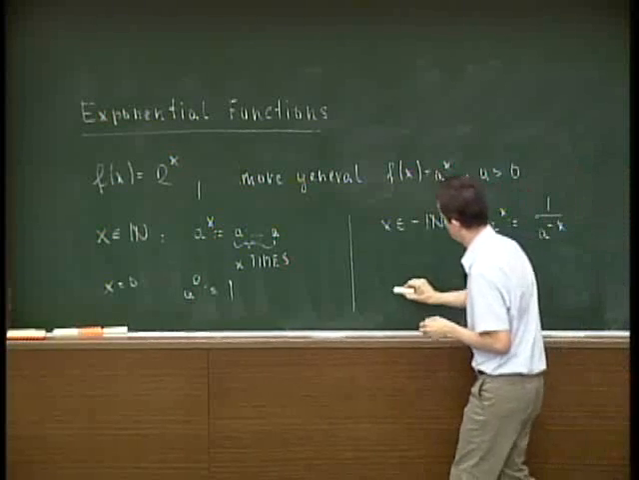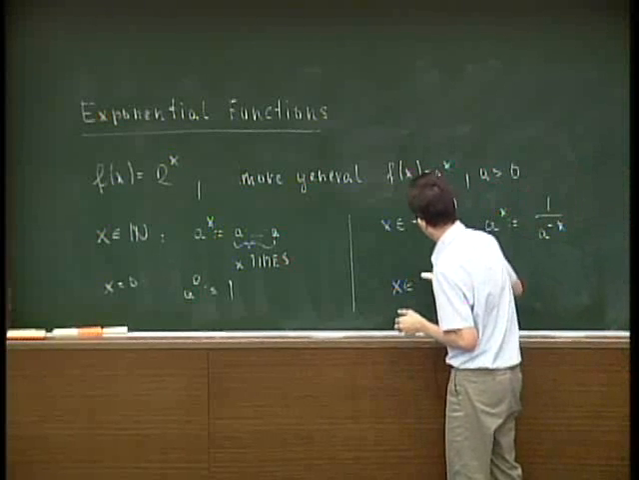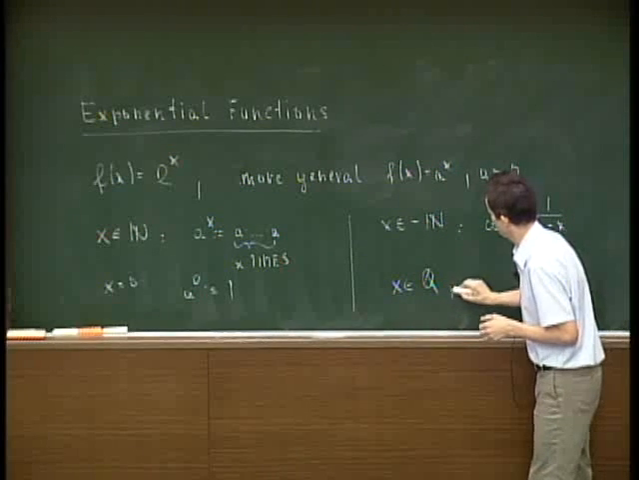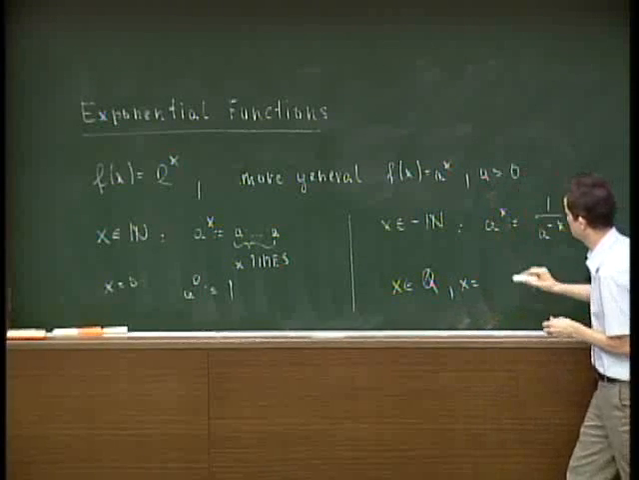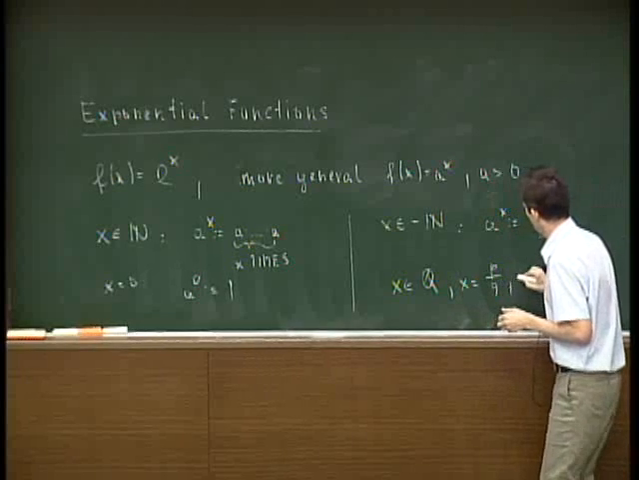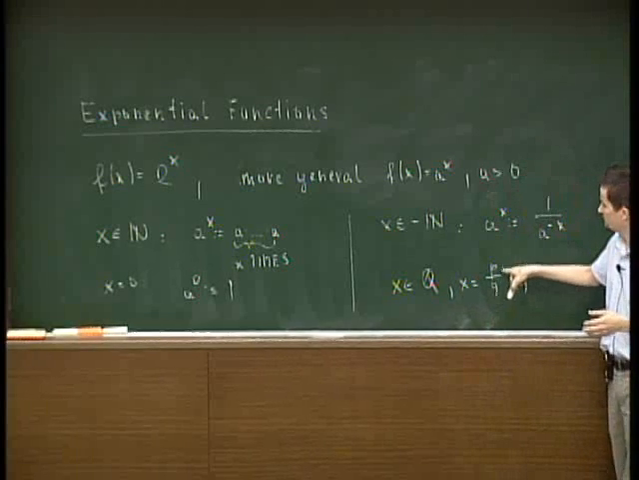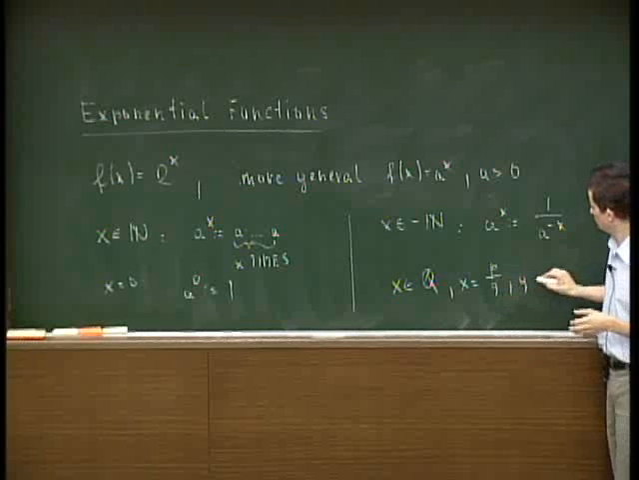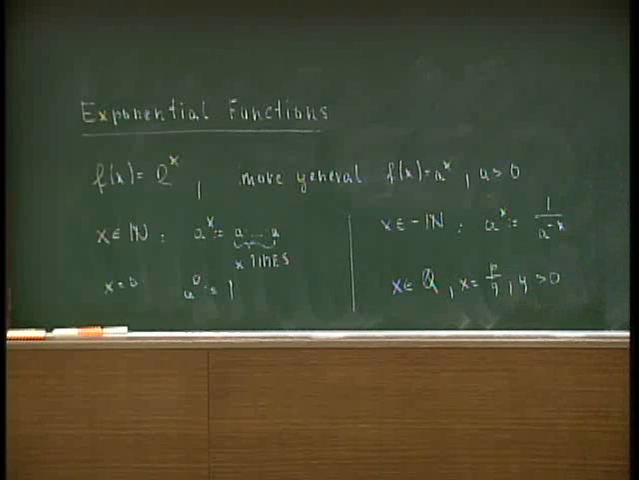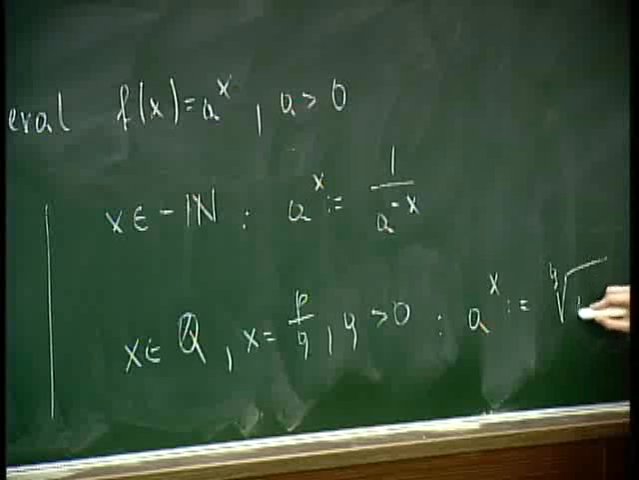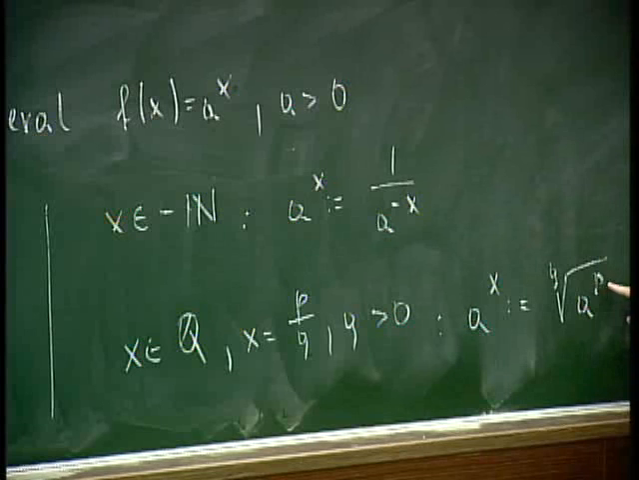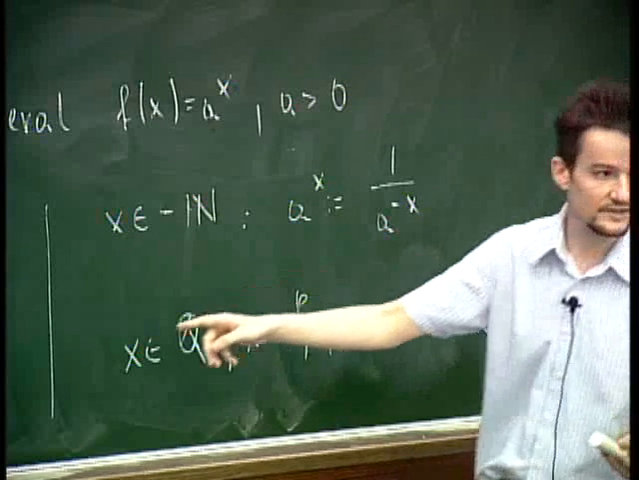Now, if x is rational, in particular, if we can write x as p over q, where the denominator q is larger than 0, and p is called the numerator, then you define a to the x as the qth root of a to the p. And now a to the p is already defined because p is either positive, negative, or 0, and you have the definition already here.